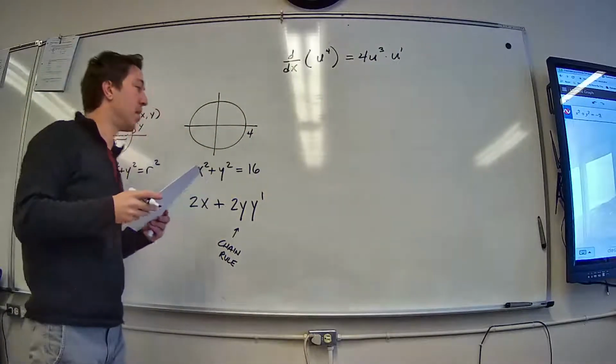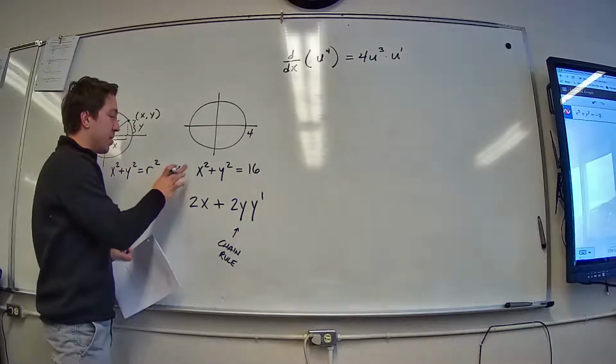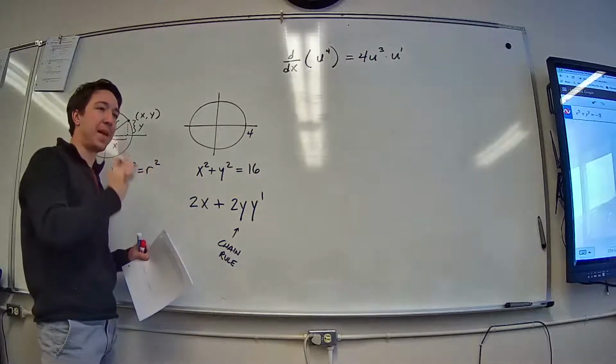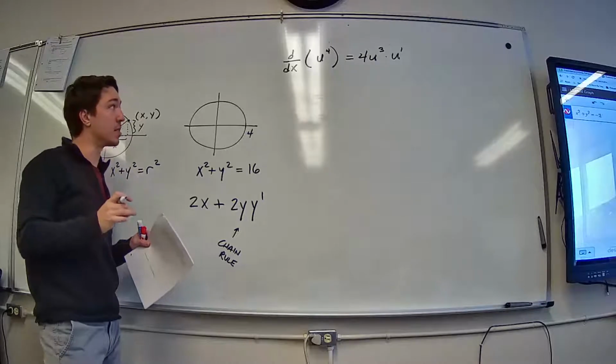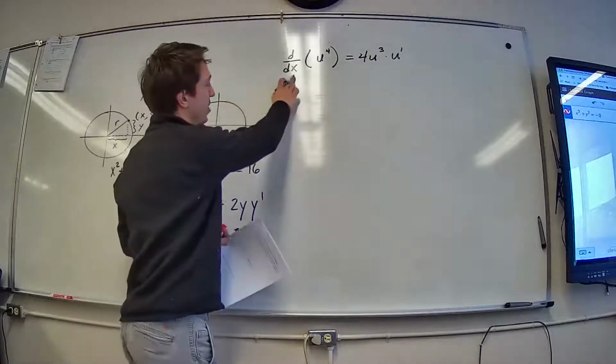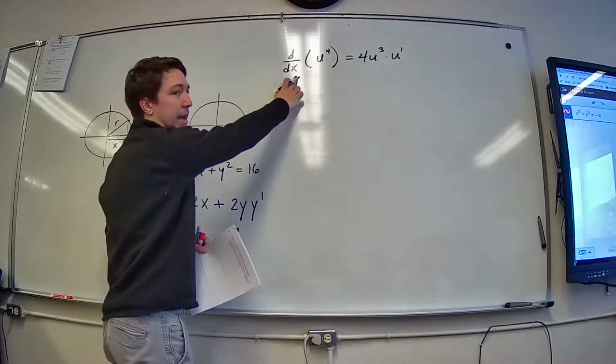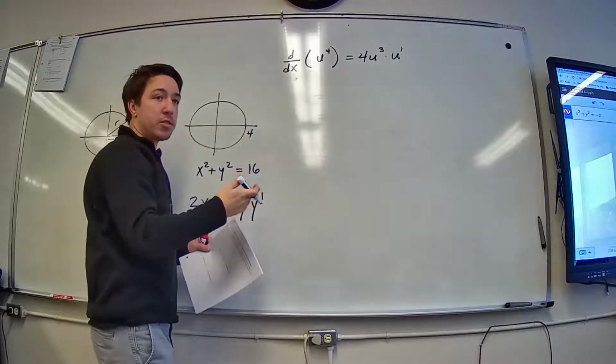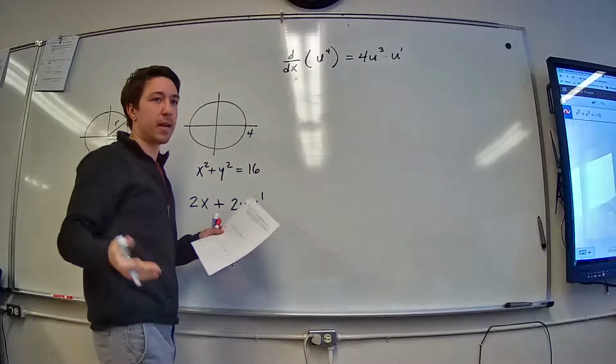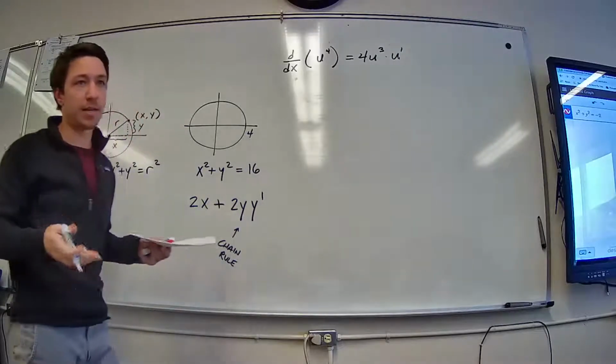Question? Why didn't you do that for the x? Very good question. So we're taking the derivative with respect to x. That means, when you write this notation, we're treating x like our variable, and anything that's not x, you would assume is some function that depends on x, unless otherwise stated.